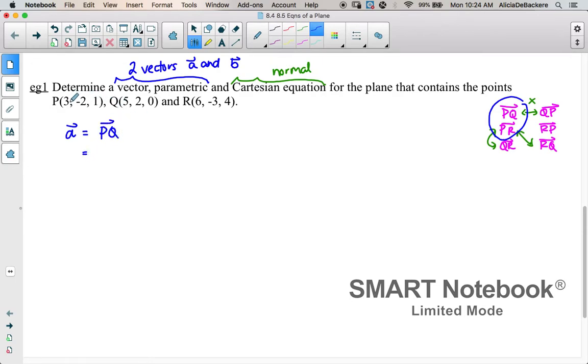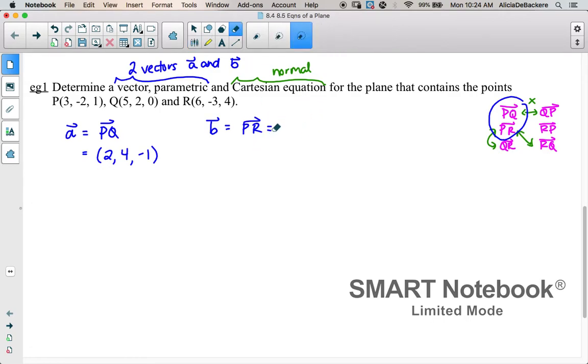So to find a vector that starts at the tail P and ends at the head Q, we subtract the head components minus the tail components. So 5 minus 3 for the first component, and then 2 minus -2, and then 0 minus 1. For our second vector that lies on the line, again, I said I'm going to choose PR, but there are other choices. You're going to find it kind of tricky to check your answers for this chapter because of that. And so I'm using R as the head, so I'm going to do 6 minus 3, and then -3 minus -2, so that's -3 plus 2, and then 4 minus 1.